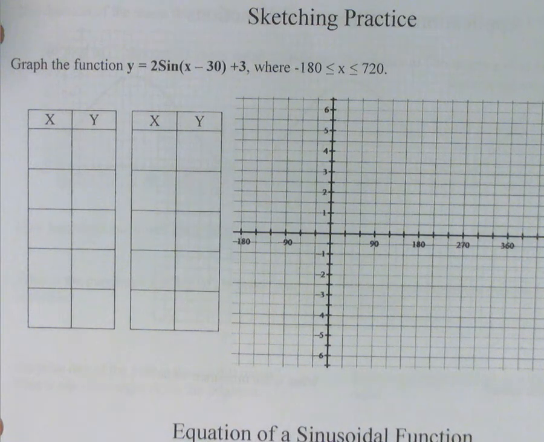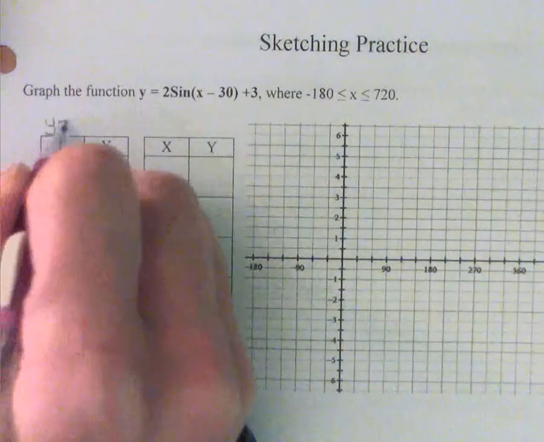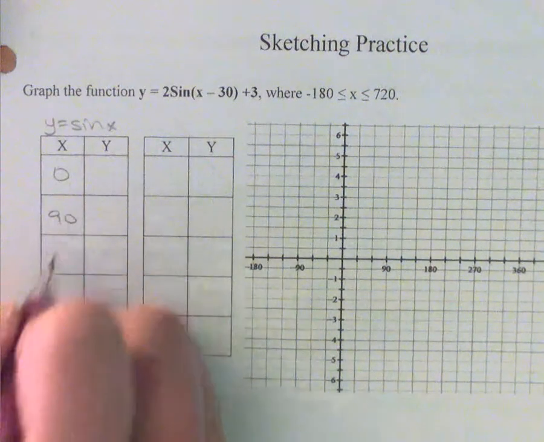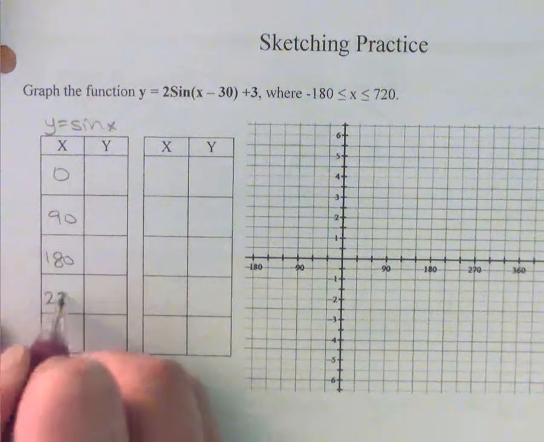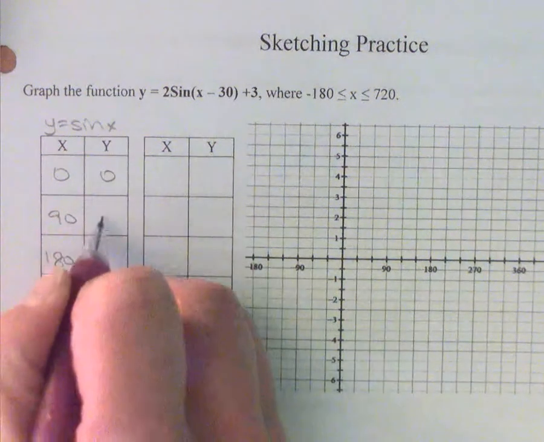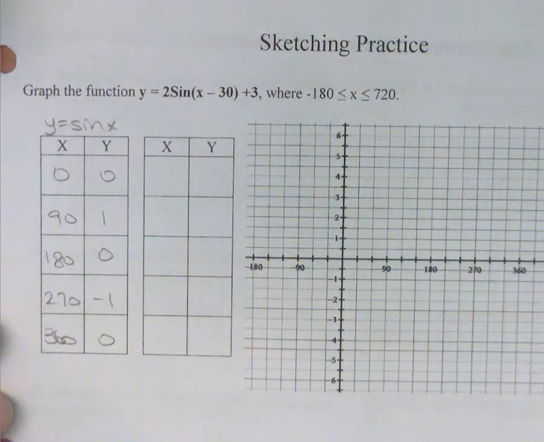Okay, so we're going to practice some more sketching and equations and applications. So if we look at the sine graph, its base graph is y is equal to sine x. My key values are 0, 90, 180, 270, and 360. Remember, sine starts at 0, 1, 0, minus 1, and 0. And now I want to look, okay, well, what happens to the graph?